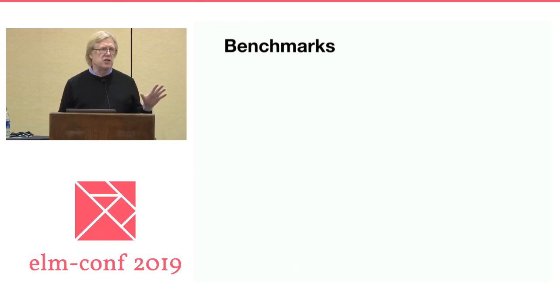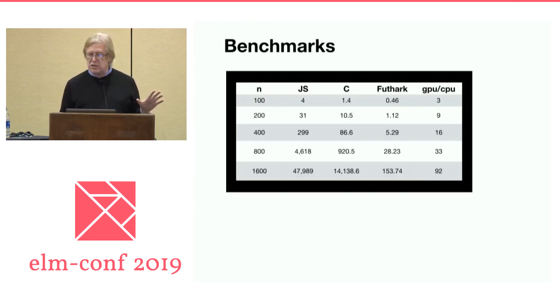That was a theoretical analysis, so let's see how it actually works in practice. So here's a little table of benchmarks that I did myself, so you may want to be slightly skeptical of them. The first column tells you the size of the matrix, and I increase it by a factor of 2 as I go from row to row. The succeeding three columns give you the time in milliseconds for JavaScript, C, and Futhark. And the last column gives you the speed-up ratio of Futhark relative to C, that is to say, parallel code relative to the best sequential code that we have on the screen.